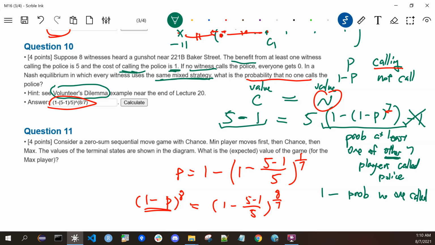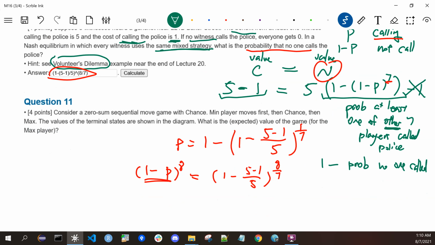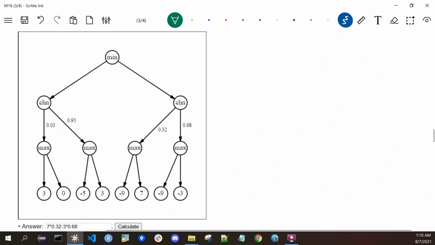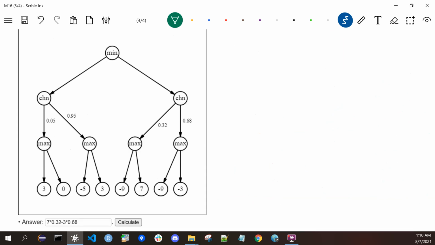Okay, so that's the volunteer's dilemma game. And the next one is the game with chance. If you know the diagram, then you can just highlight on the diagram. So we go from the bottom of the tree back to the top of the tree. Here the max player is deciding, and the max player will pick 3, and pick 3 here as well. And then the max player here is picking 7, and the max player here is picking -3.